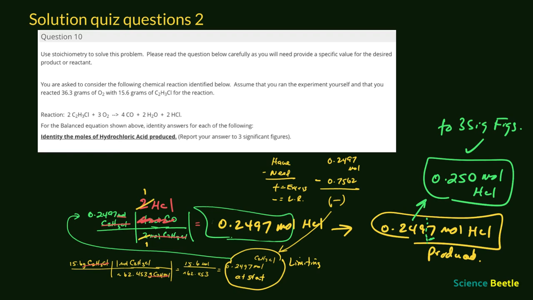So that's an explanation of how to do these problems, and hopefully that was helpful for you.